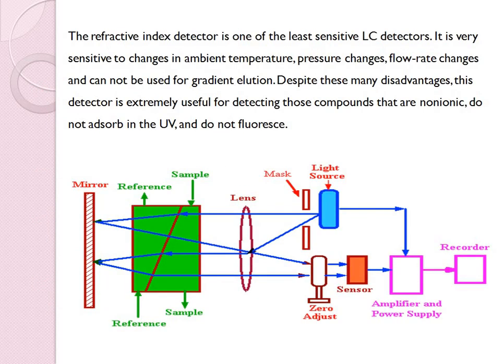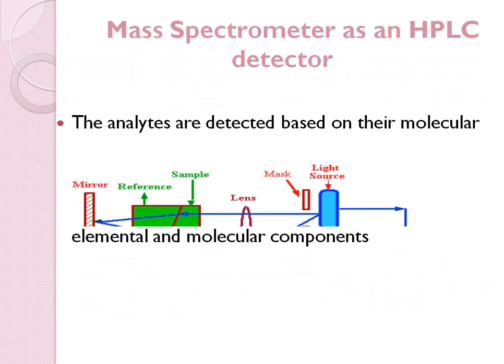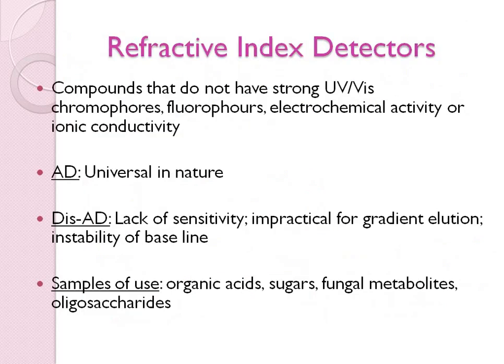This is the diagram of the refractive index detector. Here the refractive index detector measures the change in refractive index. It has a lower sensitivity compared to the UV detector. That is the reason it is not as commonly used as the UV detector.